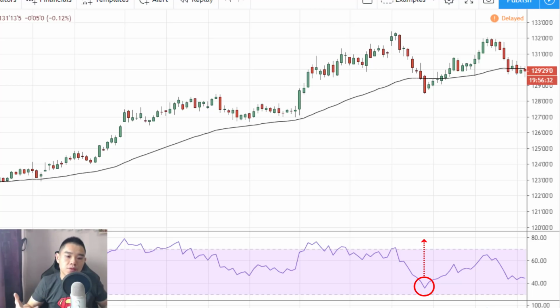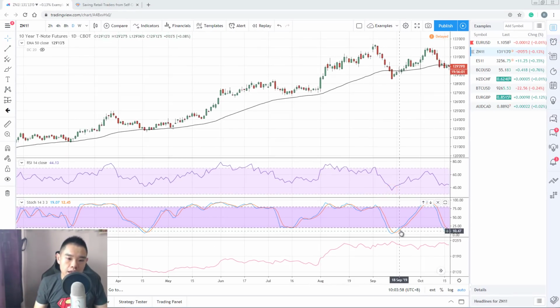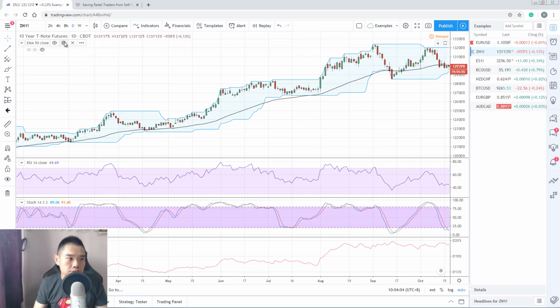So this is an objective way to enter a trade as an entry trigger. Same for stochastic, right? You can use it as an entry trigger when stochastic crosses above 20. That's possible as well. And another one I want to share is the Donchian channel.